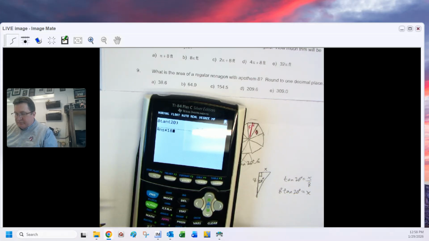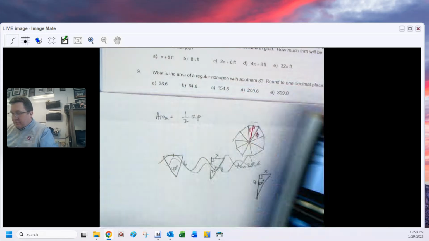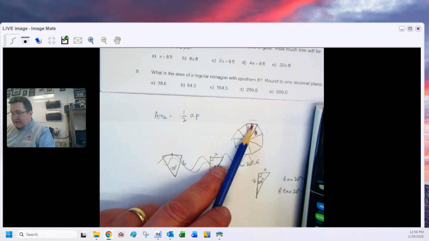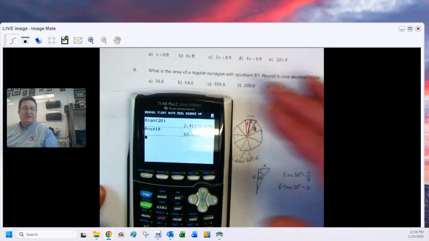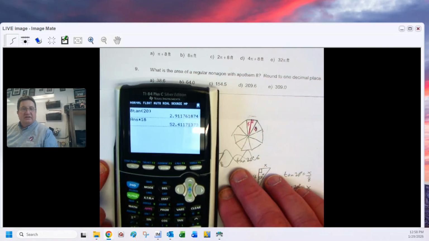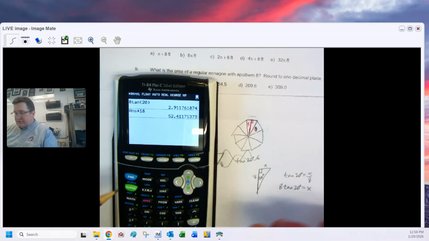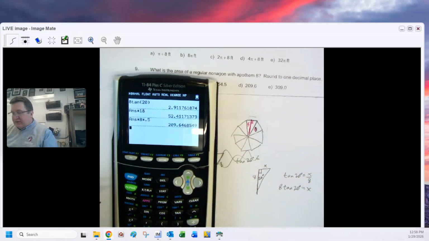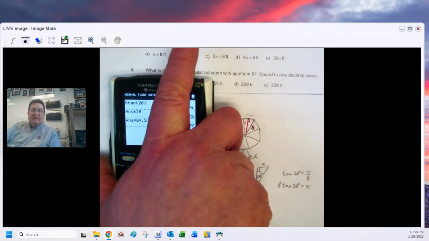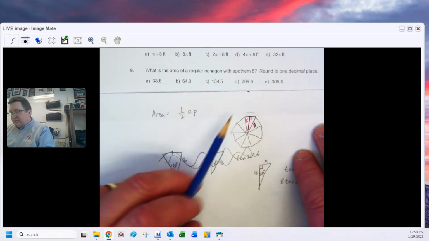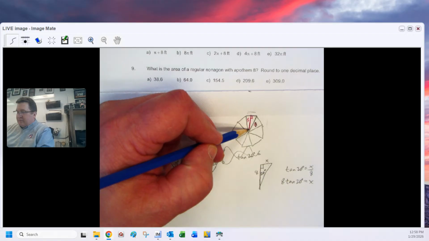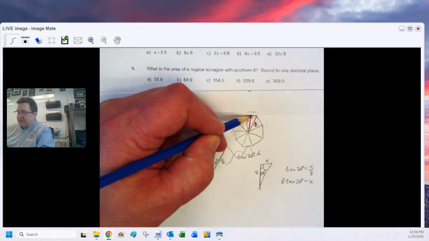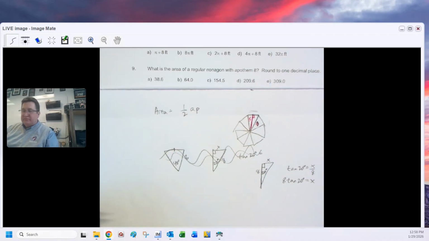Remember, x was just half of one of these triangles, and the nonagon had 9 sides. So that's the perimeter. The apothem was 8, multiplied by 0.5, and you get 209.6. That's the answer. Sorry about the confusion on which side was the apothem, but it is certainly from the center of the regular polygon to the midpoint of one of the sides.